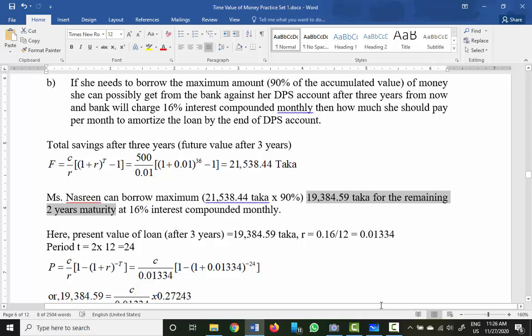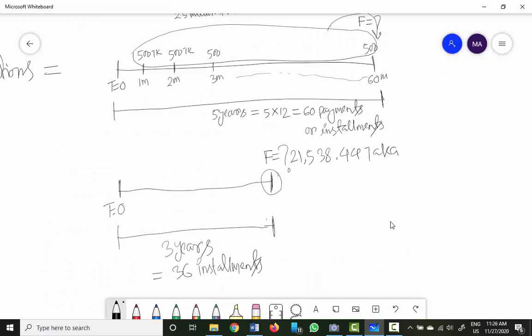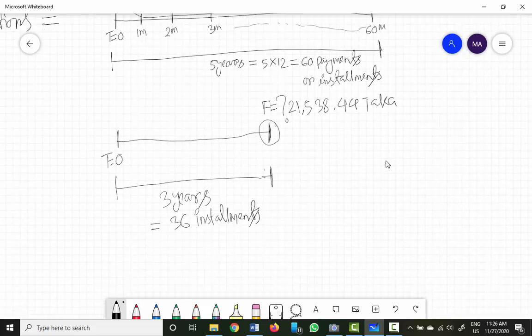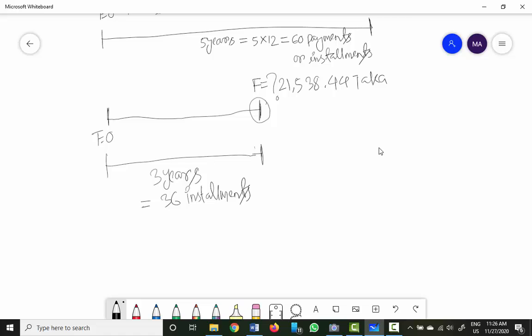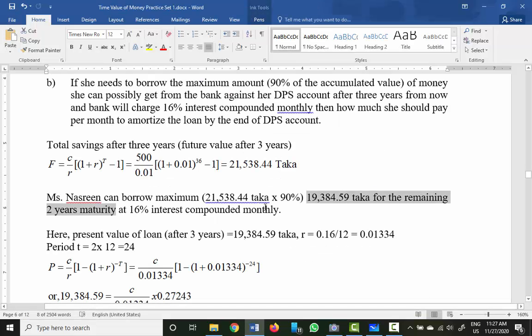So that means she can borrow the money at this period, but she needs to pay off the loan within 2 years. So that means she can borrow 19,384 taka. That means 90% of this amount.